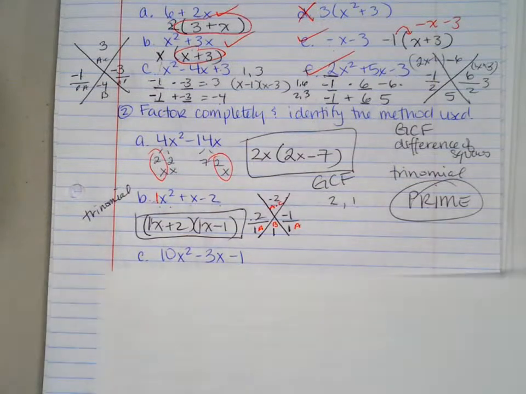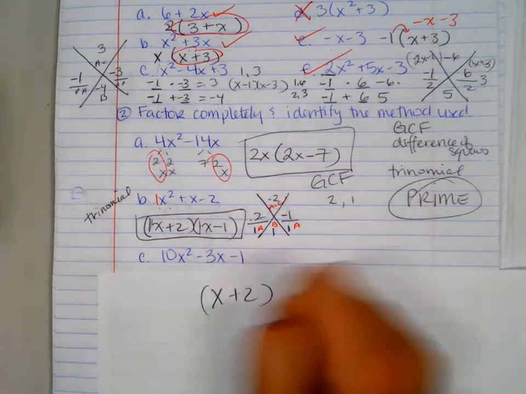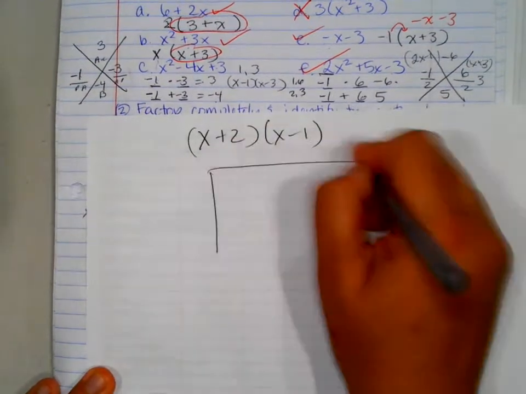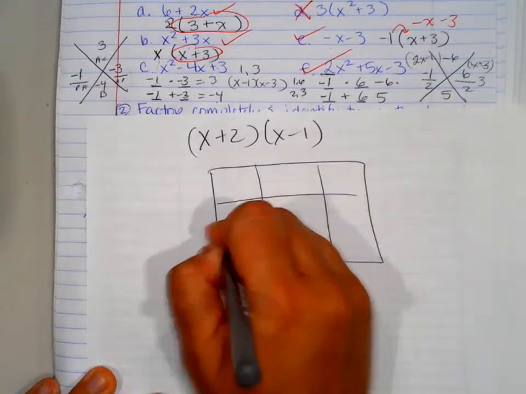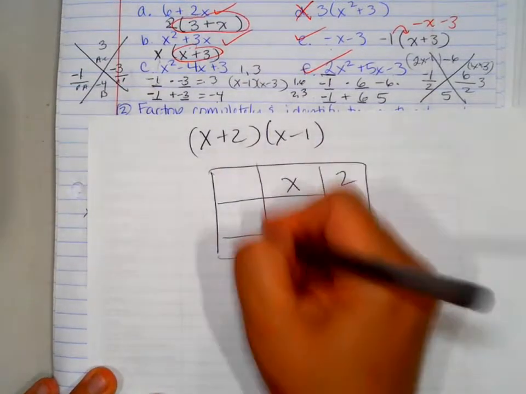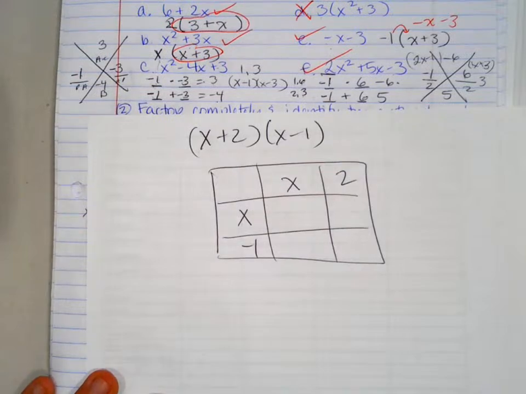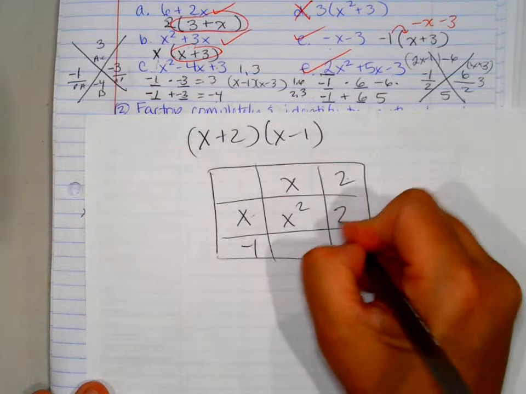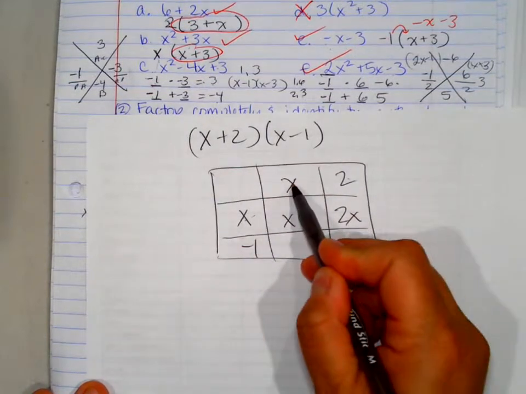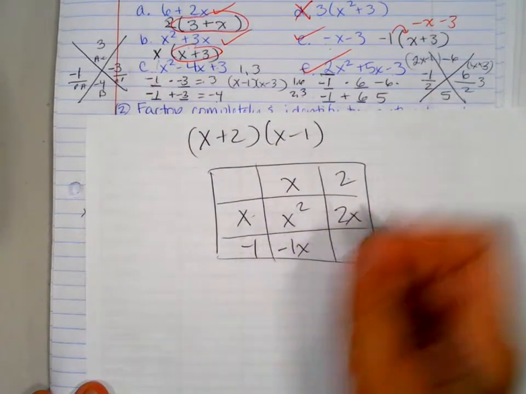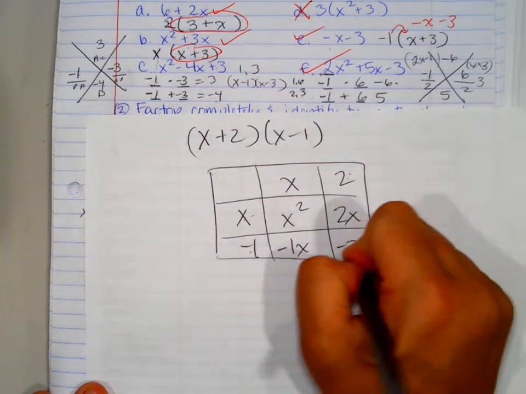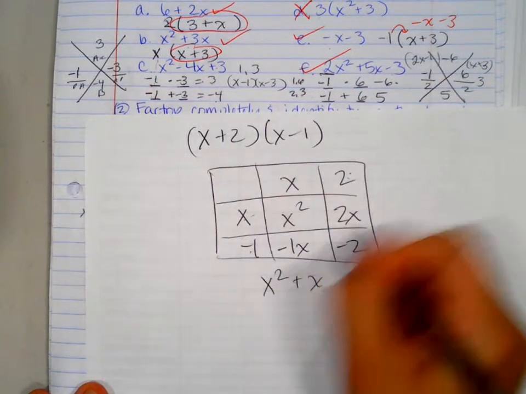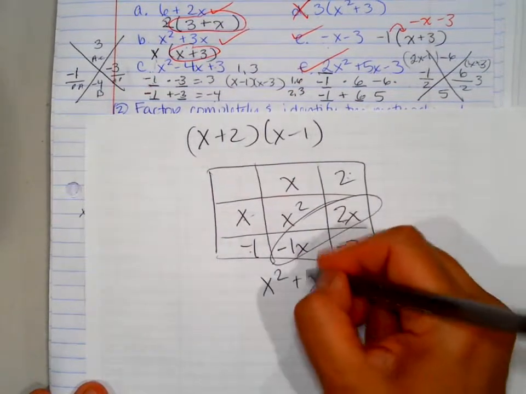Okay? I have x plus 2, x minus 1. I'm just going to check my work real quick. I'm going to put it in the Punnett square. I love the Punnett square. Okay? I have x and positive 2, x and negative 1. Let's go. We have x times x, x squared. X times 2, 2x. Negative 1 times x, negative 1x. Negative 1 times 2, negative 2. Simplify. X squared plus x, because I've got 2 minus 1, so 1x, minus 2.